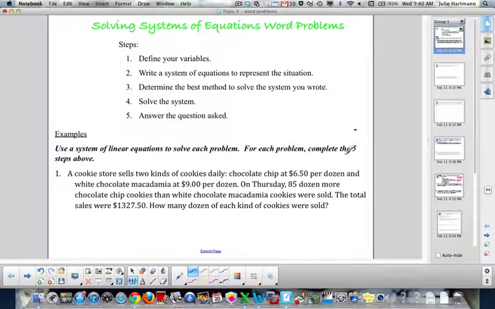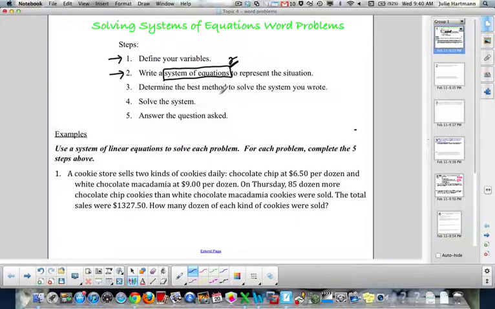Solving systems of equations with word problems. All right, the steps. When doing word problems, you always want to define your variables. Make sure we know what x and y equal, or whatever variables you may be using. Next, you write a system of equations. Now remember, a system of equations is two equations. You want two of them.